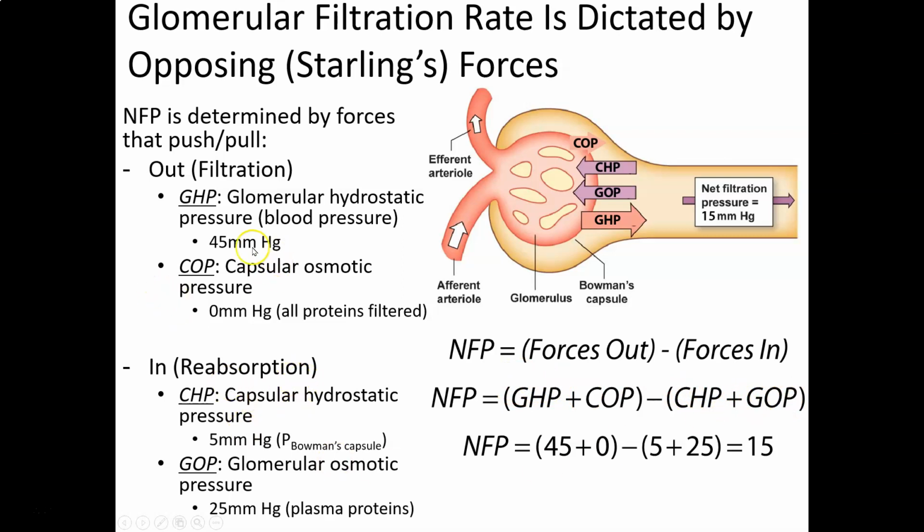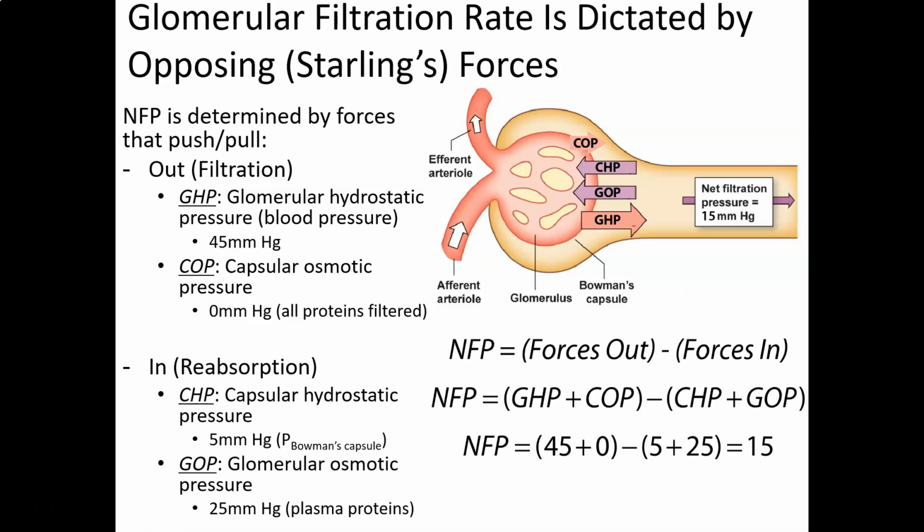So now we can replace the numbers from up here. The 45 comes down. Here's my 45. The 0 comes down. That's 0. So replace those, and then we subtract out the CHP and GOP. So we get 45 minus 30, and that gives me a positive 15. So that tells me my net filtration pressure is positive 15 millimeters of mercury. Since it's positive, it favors filtration, and that's what's going to determine our GFR. And remember, that's what keeps our GFR consistent.